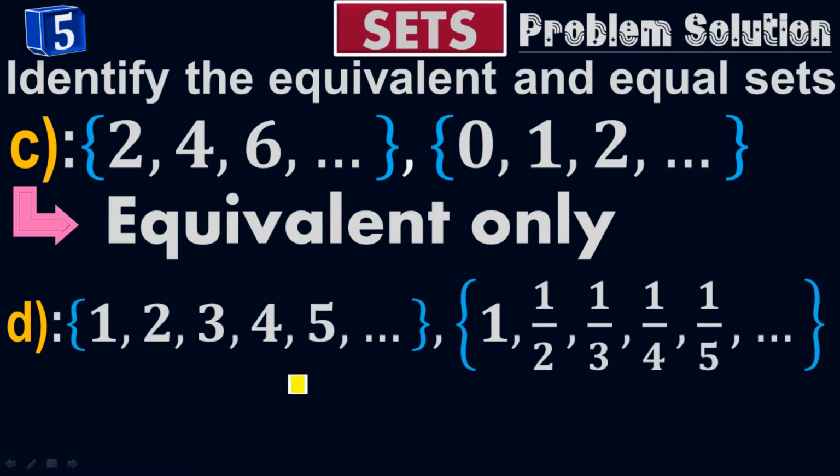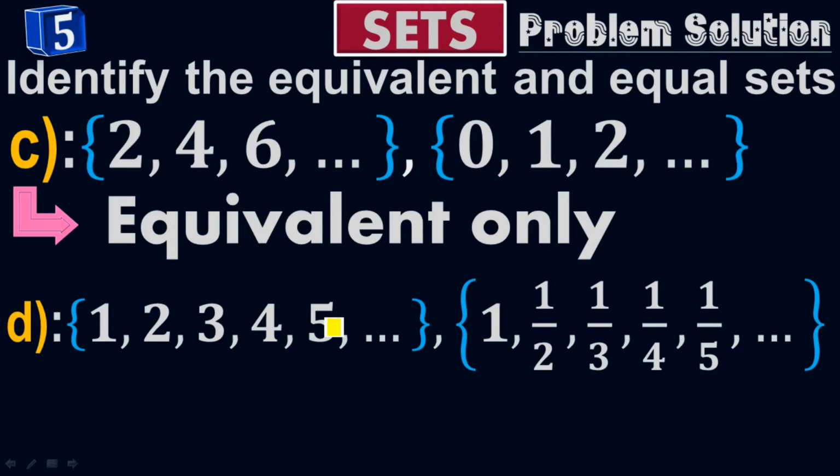Part D. Again we have a pair of sets. The first set is the set of natural numbers from 1 up to infinity. Second set is the set of rational numbers from 1 up to infinity. Now again look at the first set. It starts from the beginning. The very first number in natural numbers is 1. 1 and then 2 and then 3 and then 4 and then 5 and then 6 and then 7 up to infinity. Similarly we have 1 and then 1 over 2, 1 over 3, 1 over 4, 1 over 5, 1 over 6, 1 over 7 up to infinity.